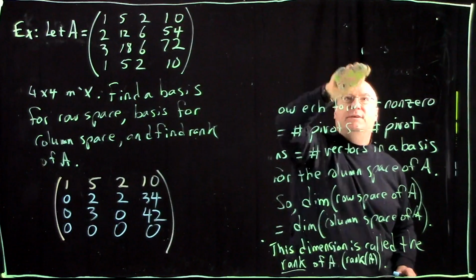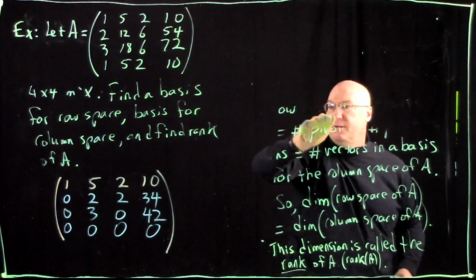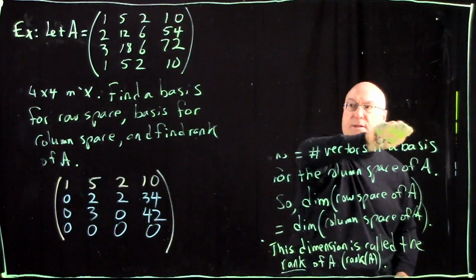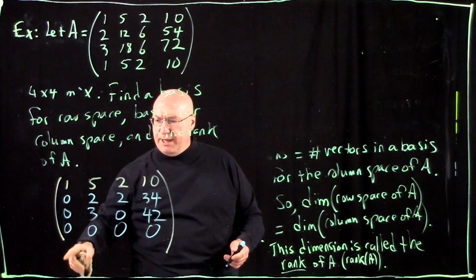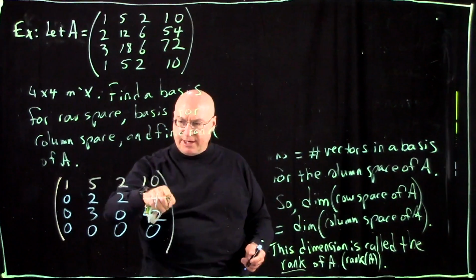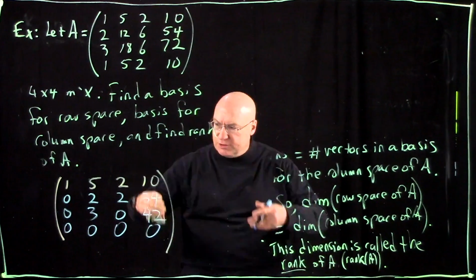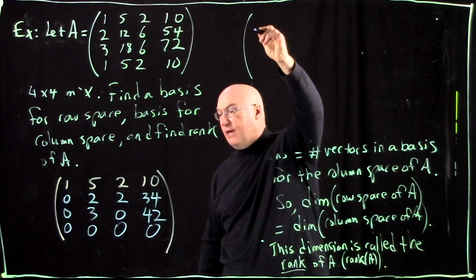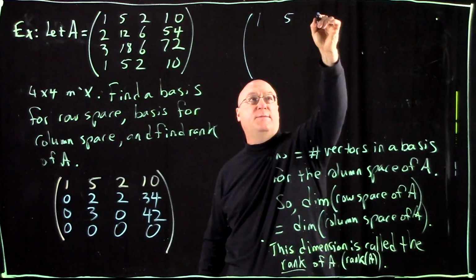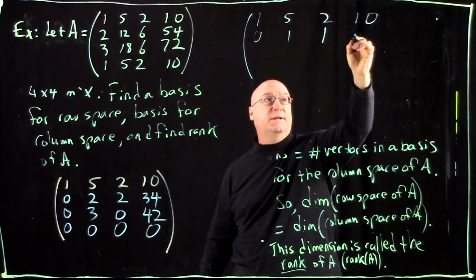I guess I didn't realize that the last row and the first row were the same, but that's okay. Okay, now what? Now I'll divide through the second row by 2, and then I'll use multiples of it to go further. So let me keep this the same. I have 1, 5, 2, 10. Keep the top row the same. Second row is 0, 1, 1, 17.